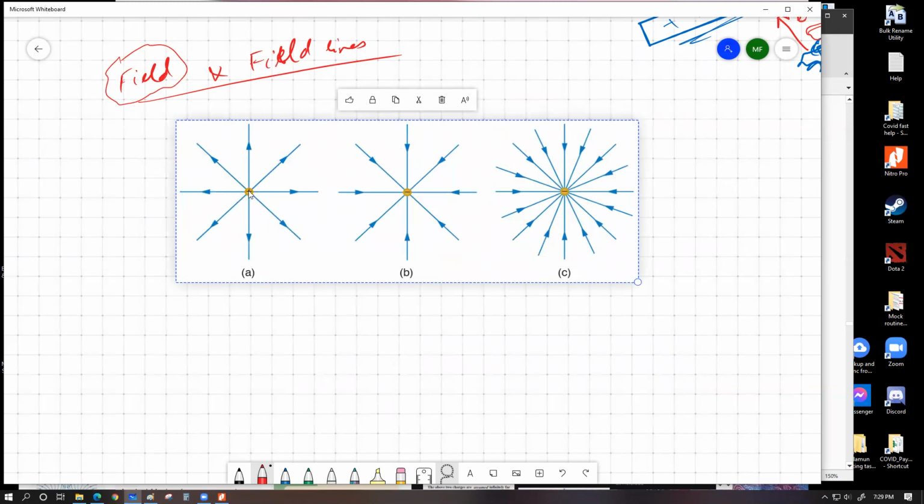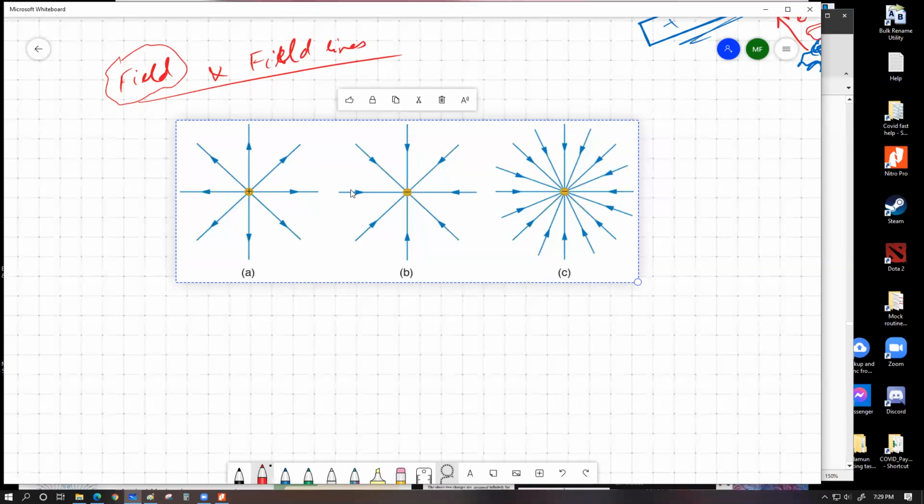It simply doesn't mean that the field is only working along these lines and there is no field within this space. There is equal strength of field at the same distance from the charge, but we are using 8 lines over here to represent this field. So in comparison, if we had another field which has more field lines, that would mean that charge magnitude is bigger. For example, you can see one positive charge over here, one negative charge over here.